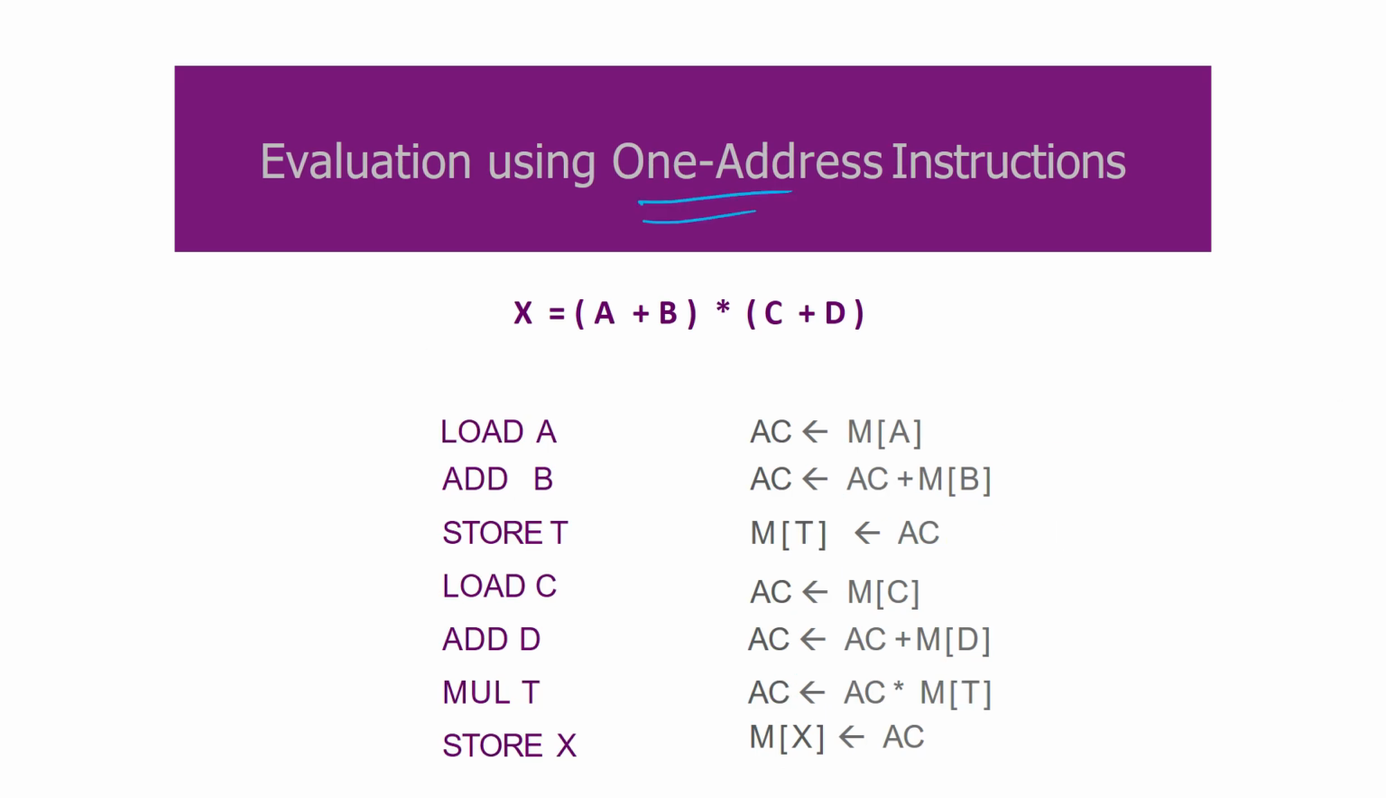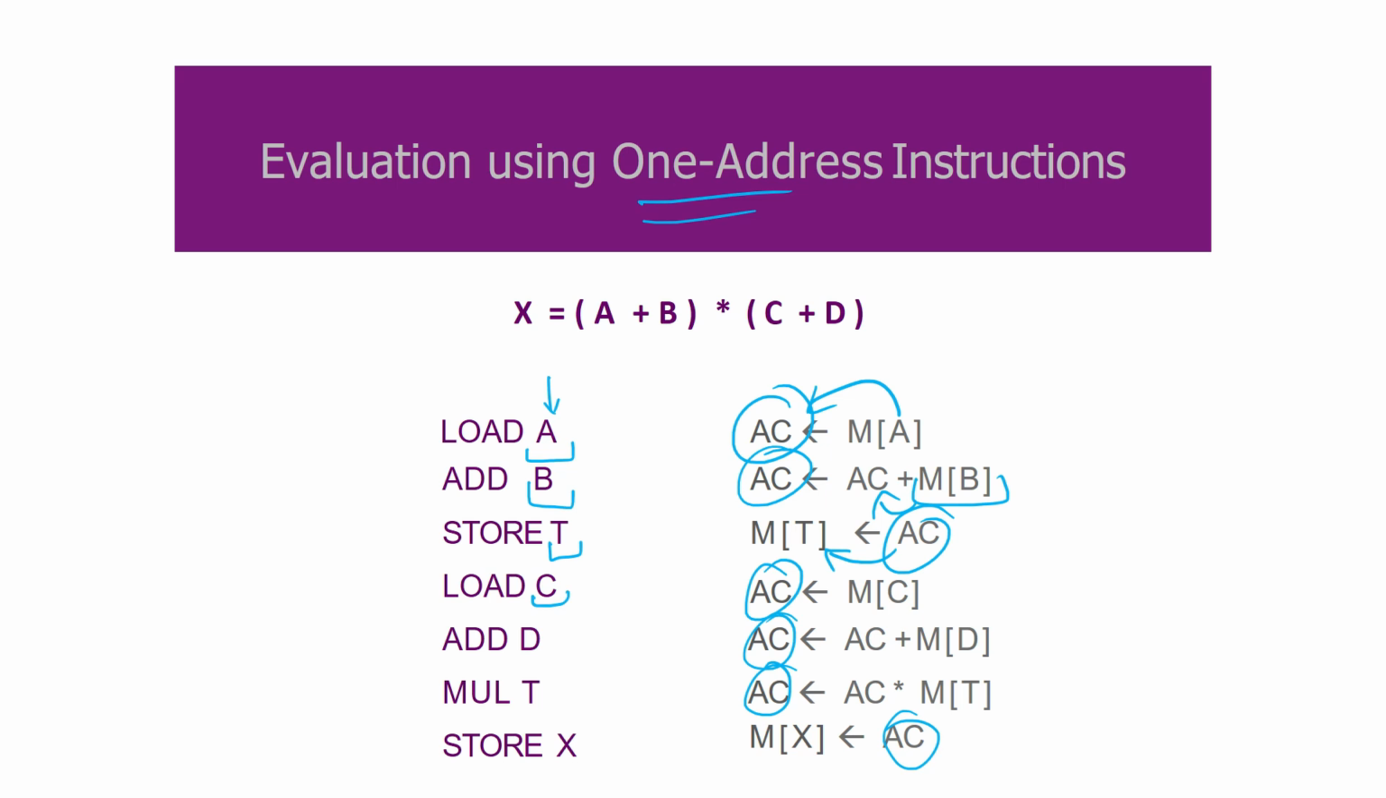Using the one address instruction, we can have only one address at most. So load A, add B, store T. Every time you will see that the accumulator is being used. So this is a single address instruction. Every time the accumulator will be used. This is for sure. So load A means load the value of A into the accumulator. Add B means add the value of B into the accumulator. Store T means the accumulator value has to be saved at location T.